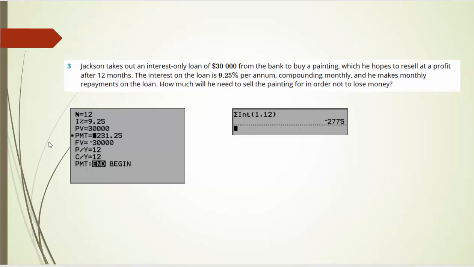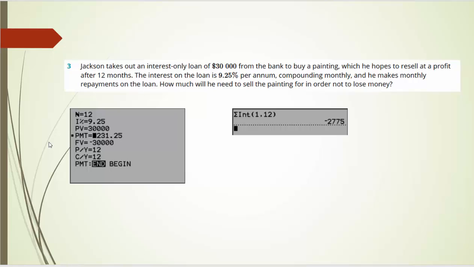and he's going to sell the painting at a profit after 12 months. Must be Jackson Pollock. The interest rate is 9.25% per year, that's a real rip-off. Compounded monthly, and he makes monthly repayments on the loan.